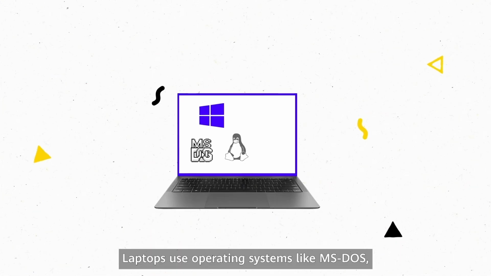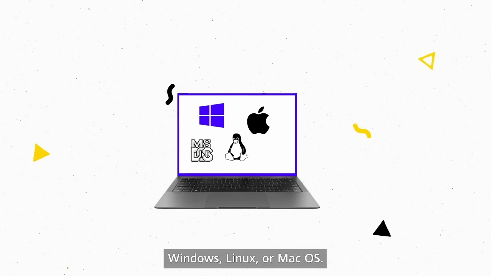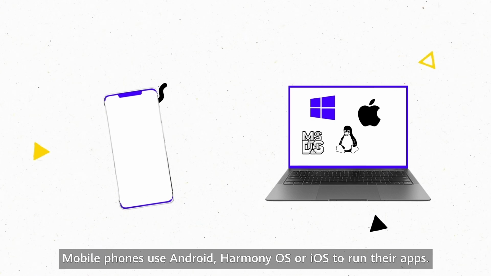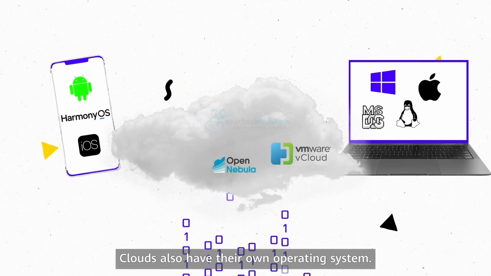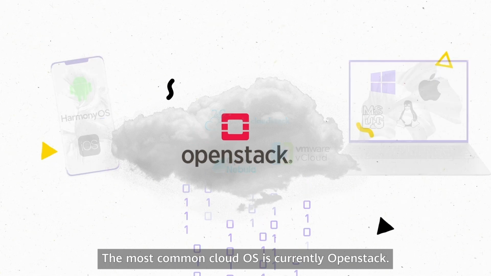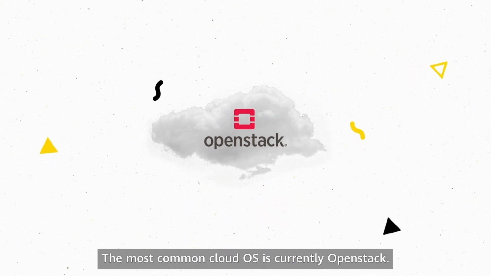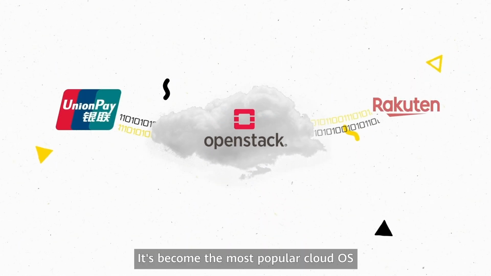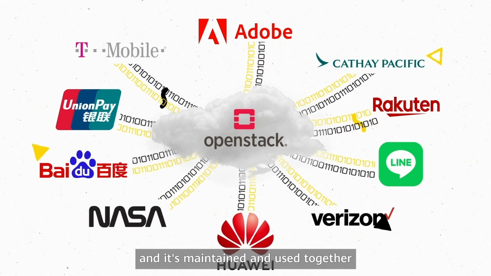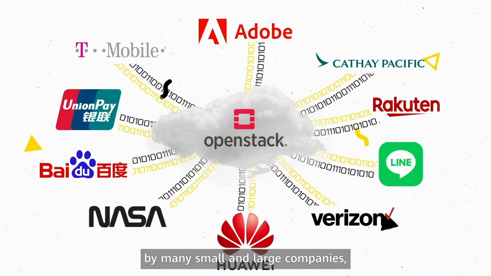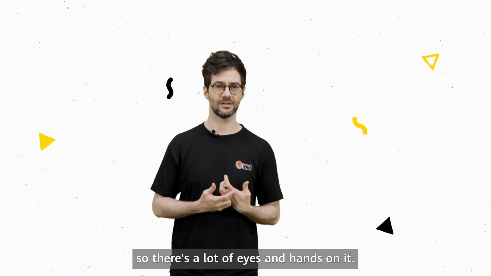Laptops use operating systems like MS-DOS, Windows, Linux, or Mac OS. Mobile phones use Android, Harmony OS, or iOS to run their apps. Clouds also have their own operating system. The most common cloud OS is currently OpenStack. It's become the most popular cloud OS because it is open source, free, and it's maintained and used together by many small and large companies, so there's a lot of eyes and hands on it.